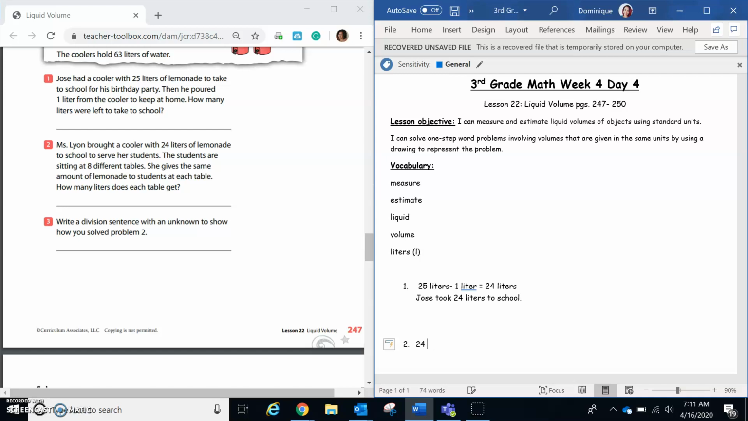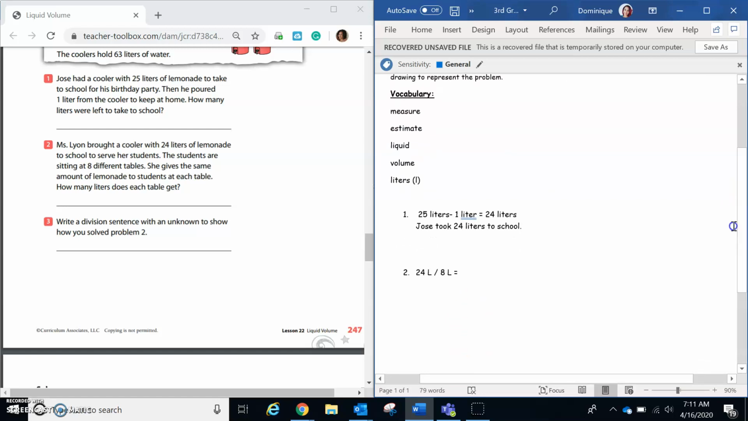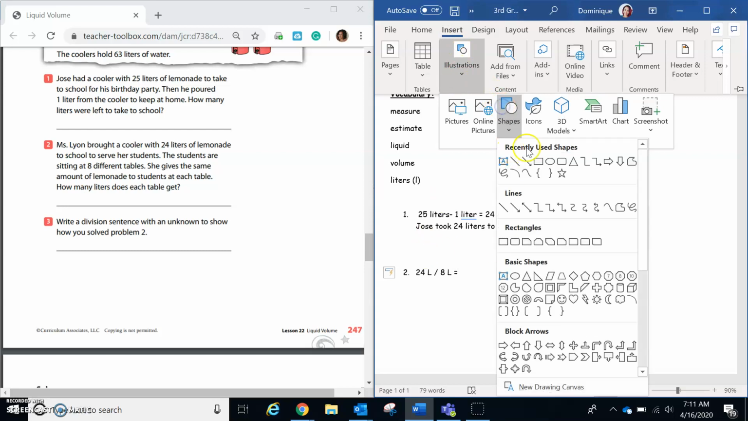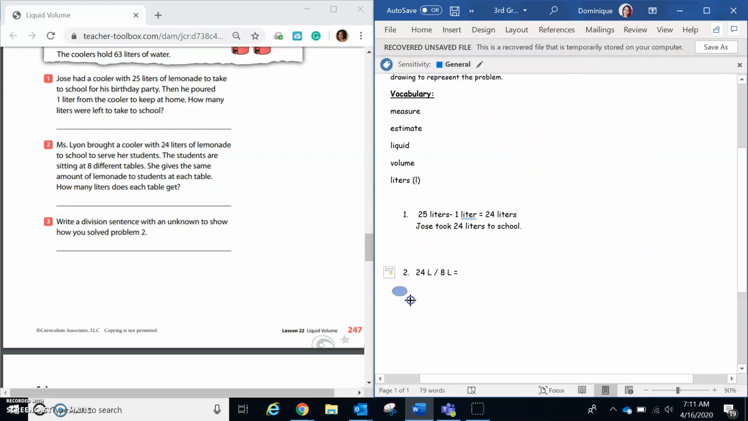So we would do 24. And again, I'm not able to do the division symbol on my laptop, so I'm just going to do the slash, which means the same thing. 24 divided by 8 equals, and let me add, you can just do an L for liters, a large capital L. And let's say we're a little rusty on our division. What we can do is we can draw our 8 tables.